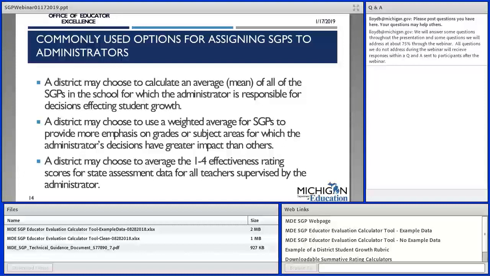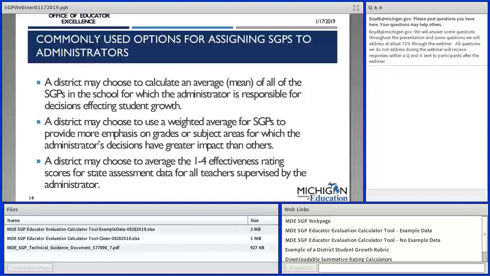Some districts choose to calculate an average or mean of all of the SGPs in the schools for which the administrator is responsible for decisions affecting student growth. There is easily accessible data through myschooldata.org that provides mean SGPs for schools and for districts, and that does provide an easy way to access those.